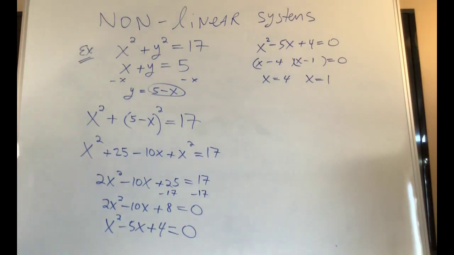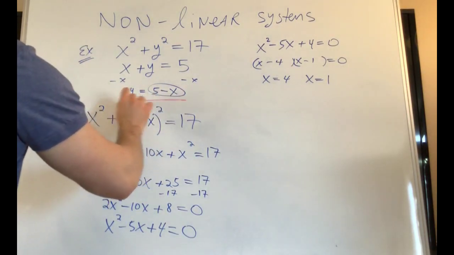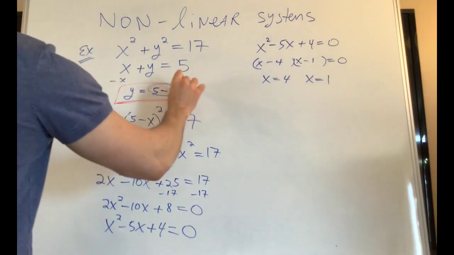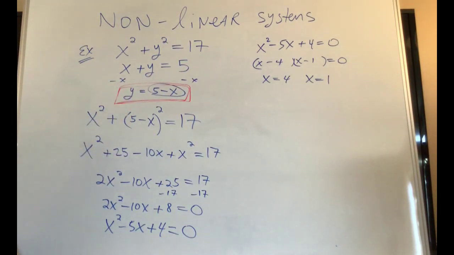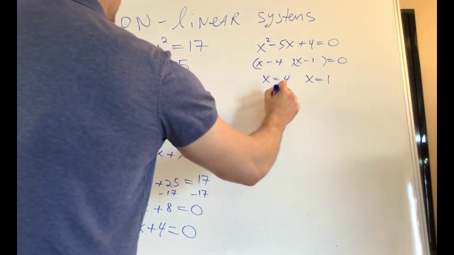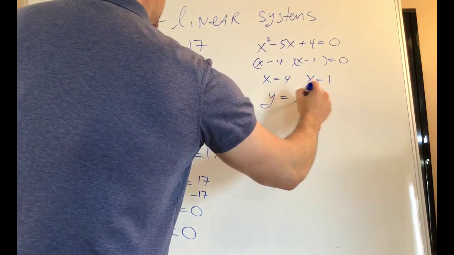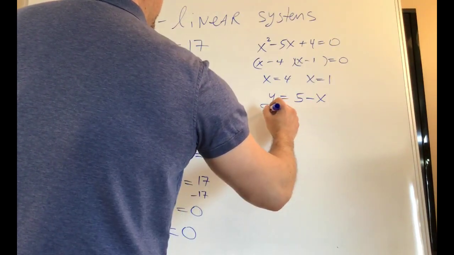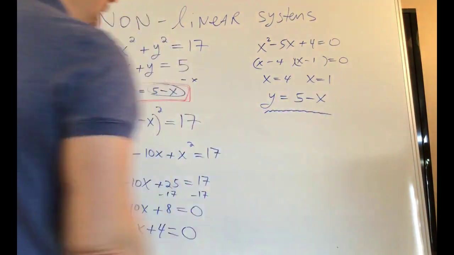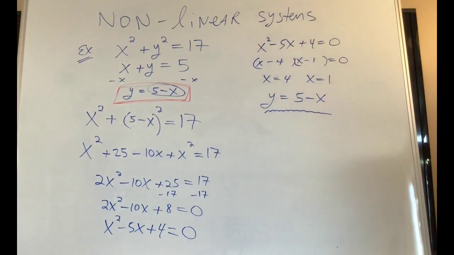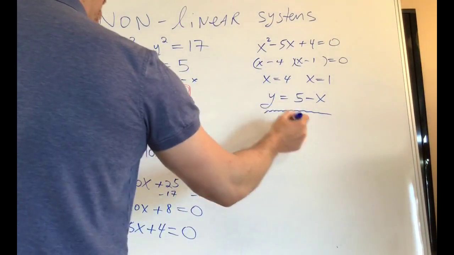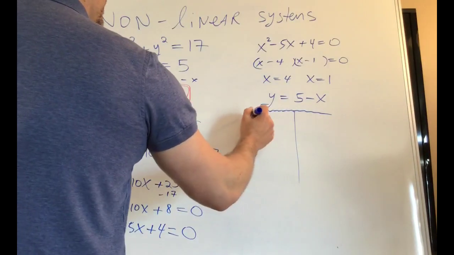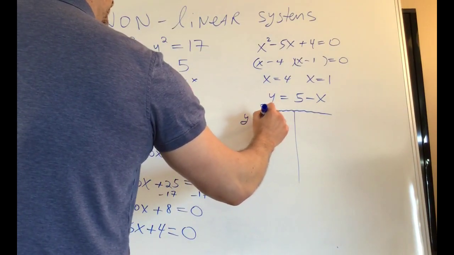Whatever shall I do now? I don't know what to do now. I can't figure it out. It's so complicated. Yeah, it can be. Look, you already have y equals 5 take away x, and you just figured out what the two x's are. So just put them in there. Put x equals 4.